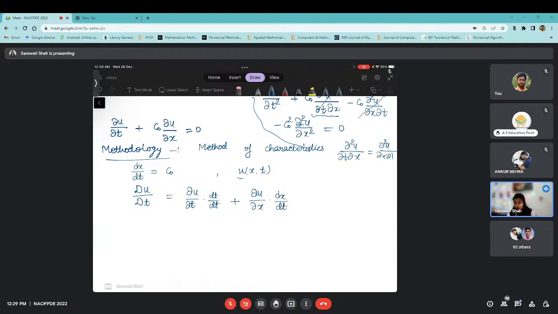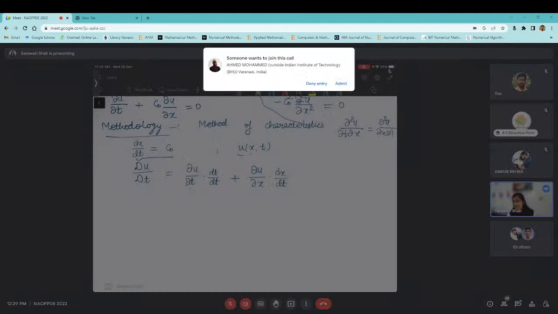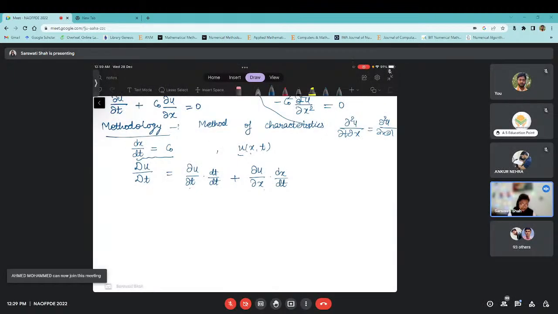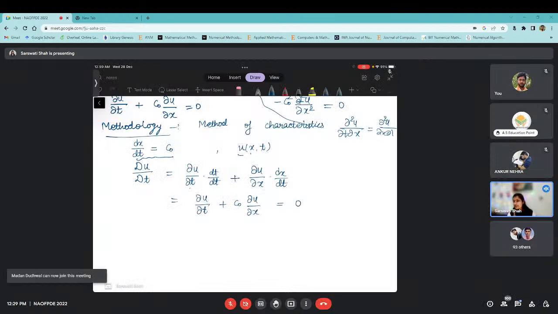The total derivative of an unknown function u, which depends on the independent variables x and t, will be the partial derivative of u with respect to t and the partial derivative of u with respect to x, and then dx over dt. And if we are taking dx over dt equals to c naught, so what it will be? That is equals to 0.